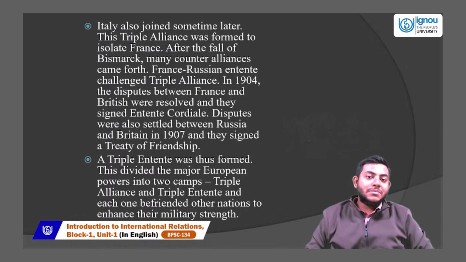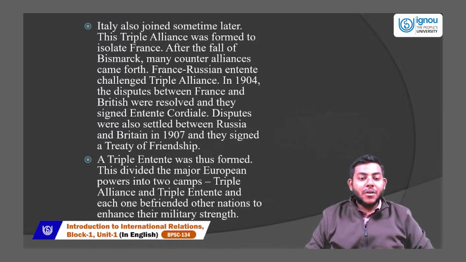Italy also joined sometime later. This triple alliance was formed to isolate France. After the fall of Bismarck, many counter alliances came forth. The Franco-Russian Entente challenged the triple alliance.